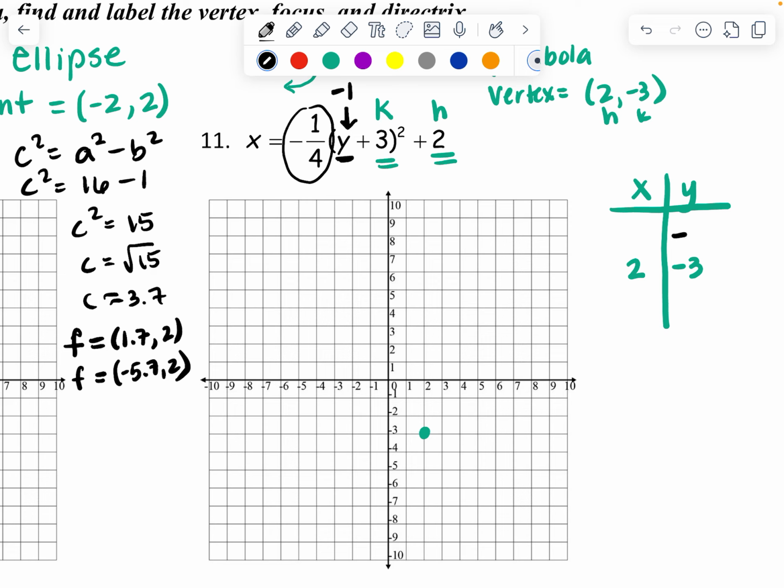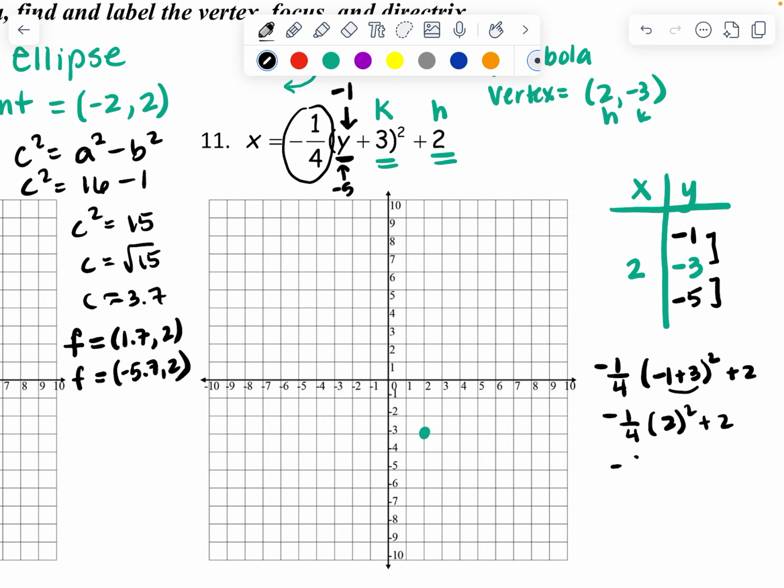Okay, so if I pick -1, because I went up 2 to get to -1, I'm going to go down 2 and pick -5 here. Because if I pick -5 in here, -5 plus 3 is again that -2. Okay, so plugging it in, let me work it out for you. It's -1/4 times (-1 plus 3) squared plus 2. So this is -1/4 times -1 plus 3. That's 2 squared plus 2. Then I have -1/4, 2 squared is 4, and then plus 2. And then these cancel, so I'm left with -1 plus 2, which is 1.